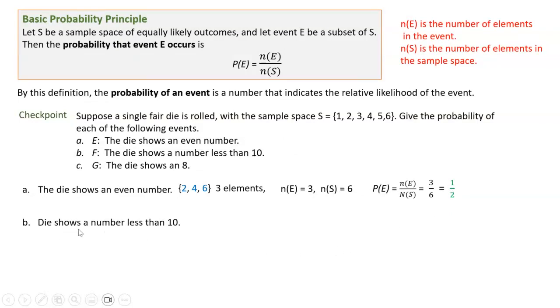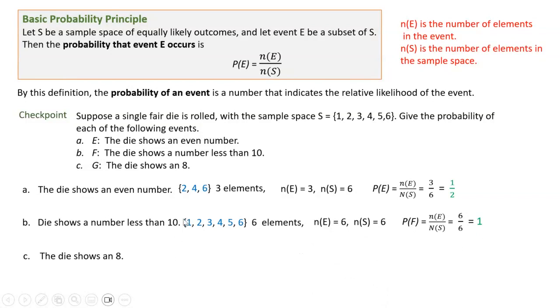Now for B, the die shows a number less than 10. If you notice, a number less than 10 is going to be all 6 possible numbers, right? The 1, 2, 3, 4, 5, 6, which is 6 elements. And the sample space, again, will always be 6 for this certain condition. So it's going to be 6 over 6, which is equal to 1, or 100%. For part C, the die shows an 8. There's no way we can get an 8 because the sample space only goes from 1 to 6. So the probability will be 0. 0 over 6 is going to give us 0. So this is the answer for part C.